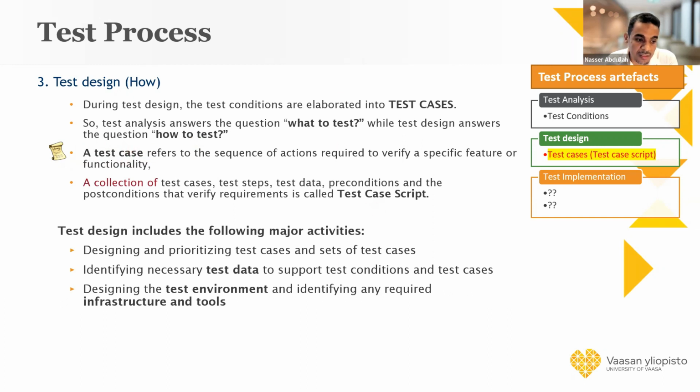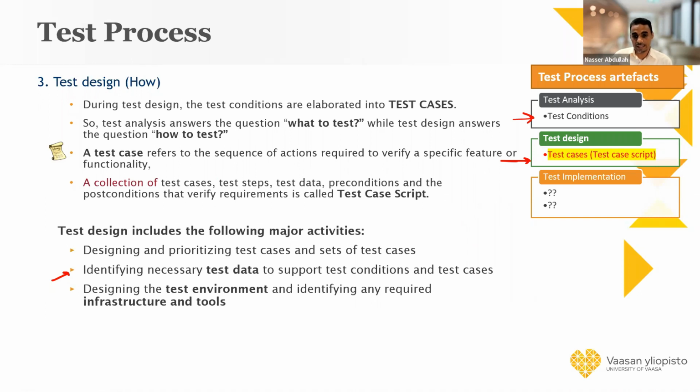Here we have to derive the test cases from the test conditions. We have the test conditions now from the previous step. So in this step, we define the test cases based on the test conditions. The activities under this step are designing and prioritizing the test cases and the set of test cases. Okay, we have either test cases or a set of test cases. Also identify the test data.